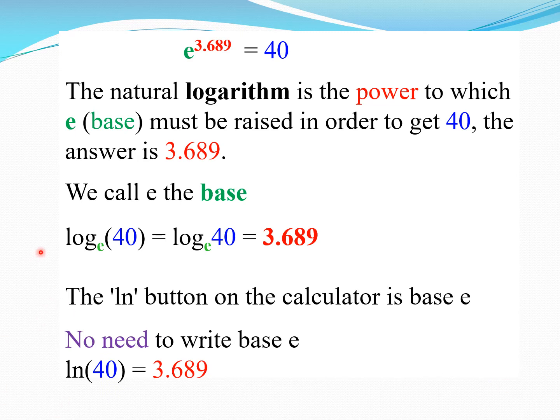However, the symbol for the log to the base e can be encapsulated in this symbol here called the natural logarithm. The ln button on the calculator is already to the base e, so there's no need for us to write base e anymore. We're going to write it as the ln of 40, so it's understood that that means log to the base e. So the ln of 40 is 3.689. In other words, that's the power that's on the e. E to the power of 3.689 is equal to 40.